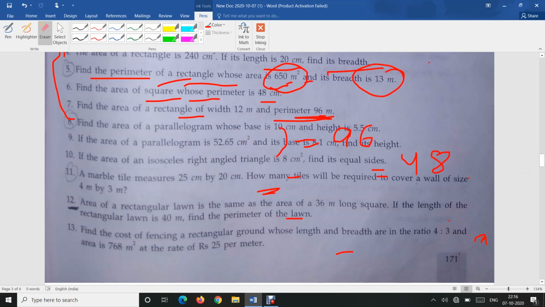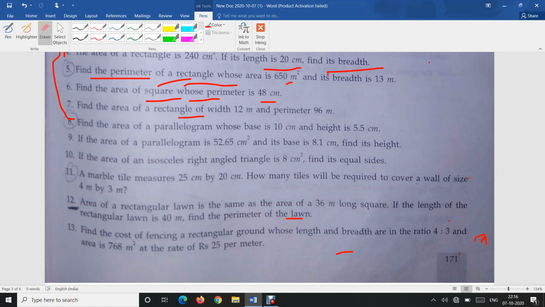The next question is question number 8. Question number 8 is saying: find the area of a parallelogram whose base is 10 centimeter and height is 5.5 centimeter.